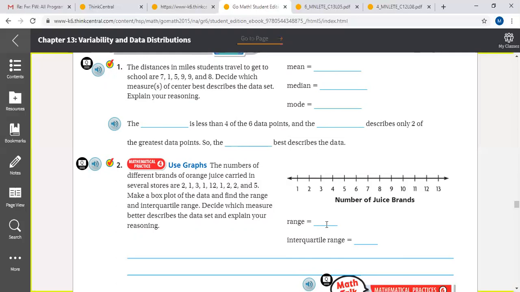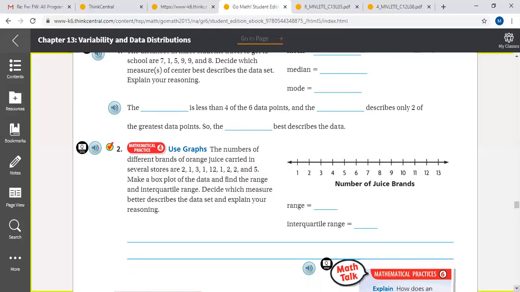Okay? So the interquartile range is what? The interquartile range is 3. After this, we want to decide which is better. In the interquartile range, most of the data values are between 1 and 3. So the interquartile range is the better description of the data set. Okay? An outlier makes the range greater than it would be without the outlier.